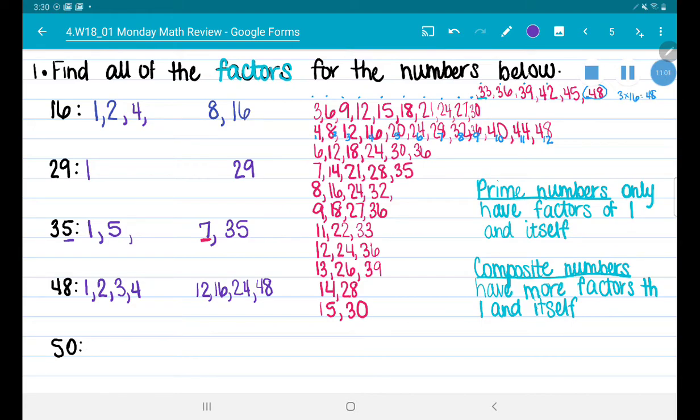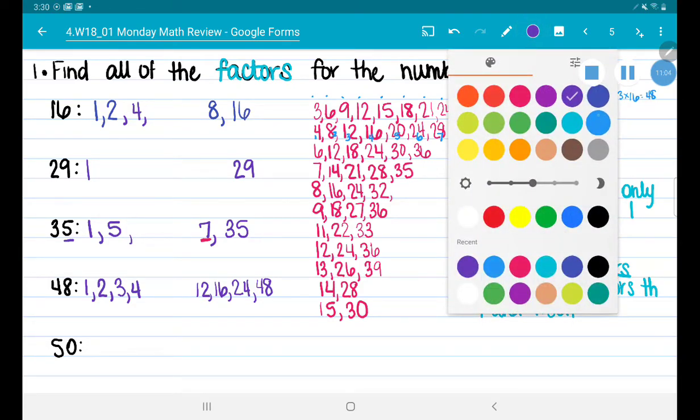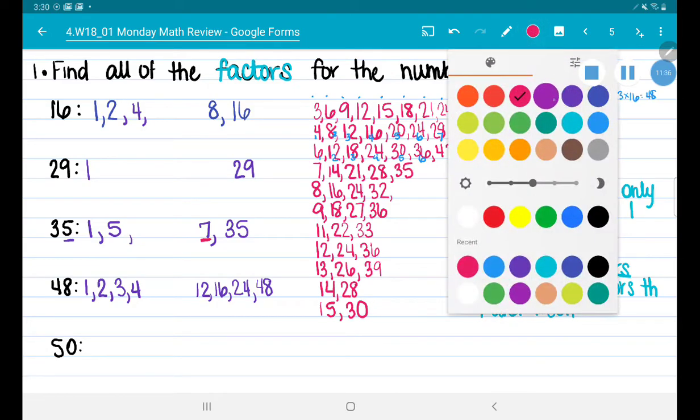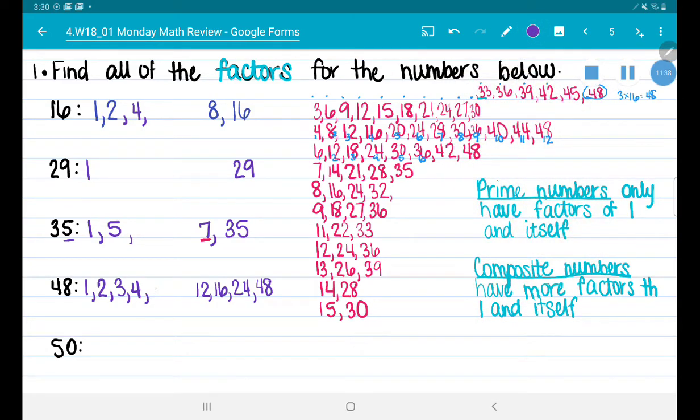So next I'm going to check 6. So let's go to our list here. We've got 6 times 1 is 6. 6 times 2 is 12. 6 times 3 is 18. 6 times 4 made 24. 6 times 5 made 30. 6 times 6 makes 36. 6 more would be 6 times 7, 42. And then 6 times 8 is 48. So now I'm going to add to my list 6 and 8.